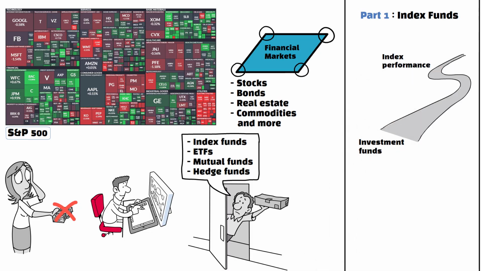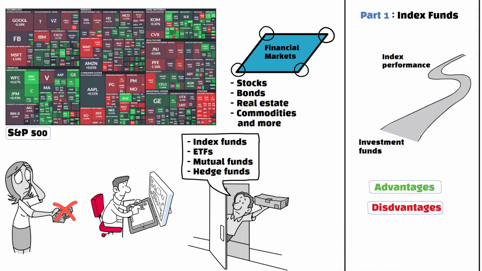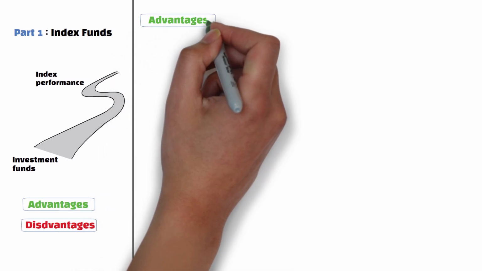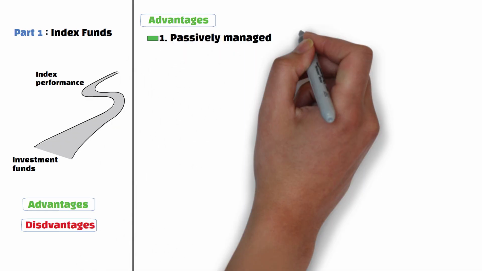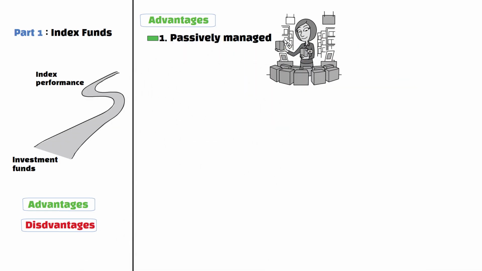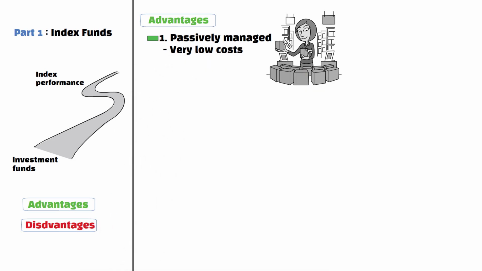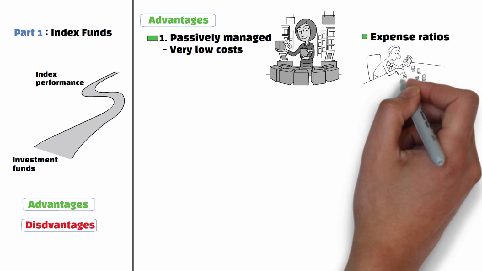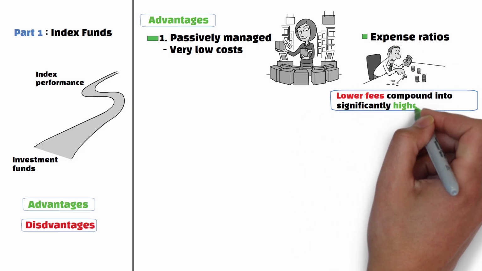Next, we'll look at the major advantages and disadvantages of index funds. Firstly, because they are passively managed, they do not require teams of analysts to make buy and sell decisions. This simplicity leads to one of their most significant advantages: very low costs. Expense ratios for index funds are often a fraction of those charged by actively managed funds, and over long time horizons, the lower fees compound into significantly higher net returns.